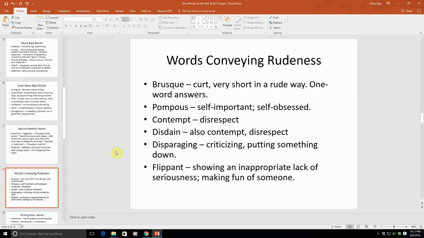Now here are some words conveying rudeness. Brusque is curt. We're being very short with someone in a rude way. Think of one-word answers. How do you deal with stress? Vodka. I think that was Red Heat with Arnold Schwarzenegger. You can think of the soup Nazi from the old Seinfeld TV show. No soup for you! Next! He would give very short answers and be very rude.